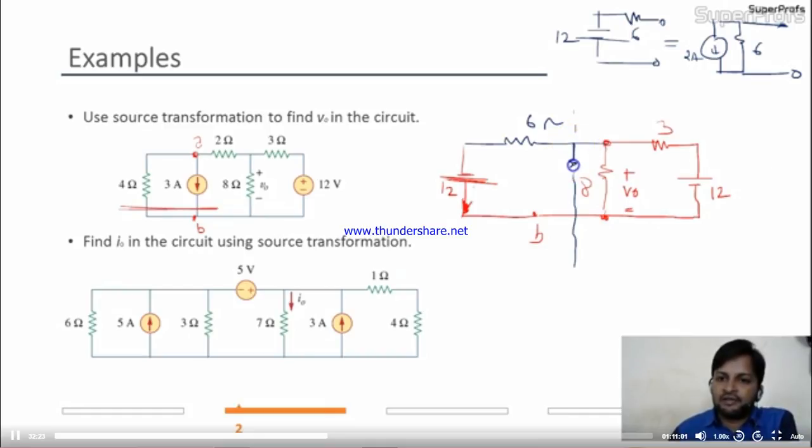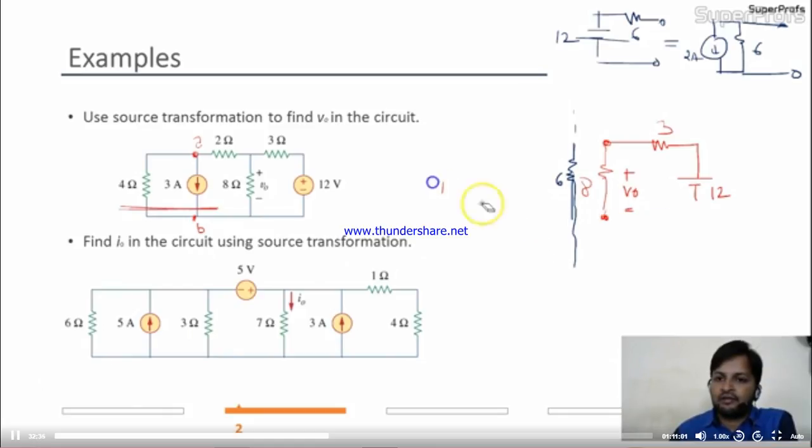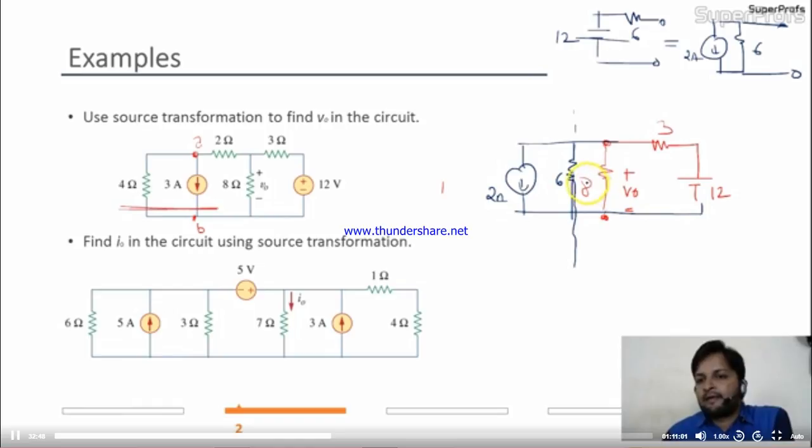So I'll replace this. Here it will be 6. I'll remove this branch from the circuit and replace it by a current source. Okay? Good. This is as it is like this, and this is nothing but 2 ampere. Is it okay? Now again, don't change this branch because we have to find out this only. Now come to this branch.